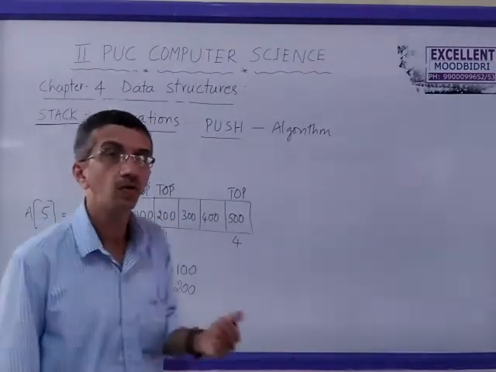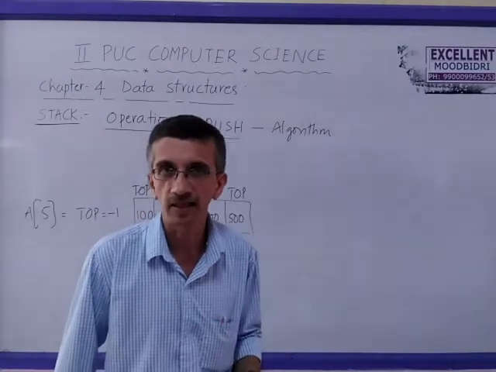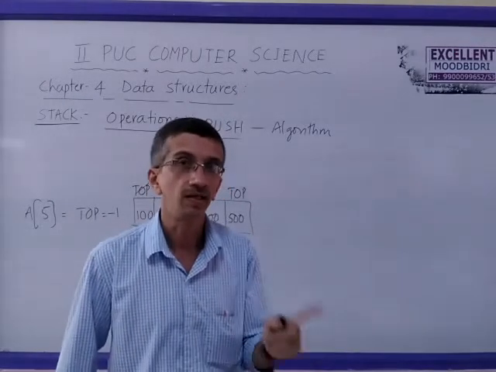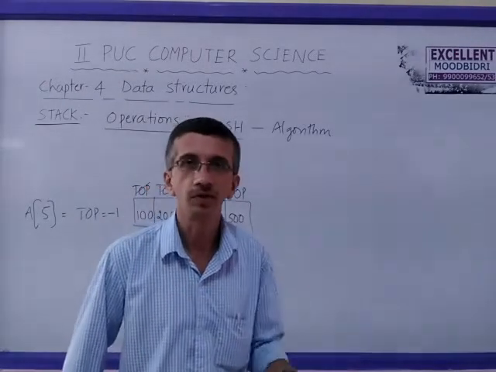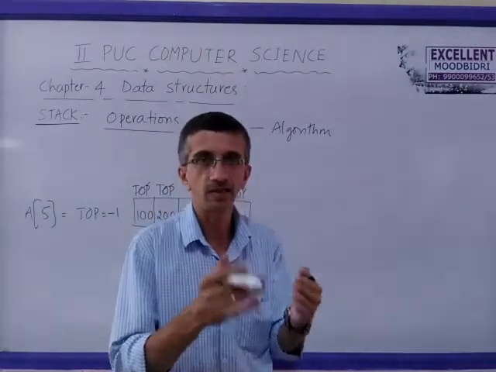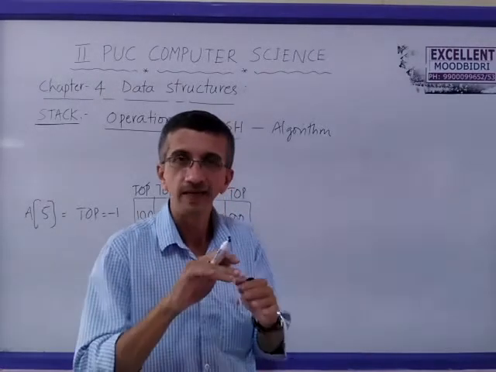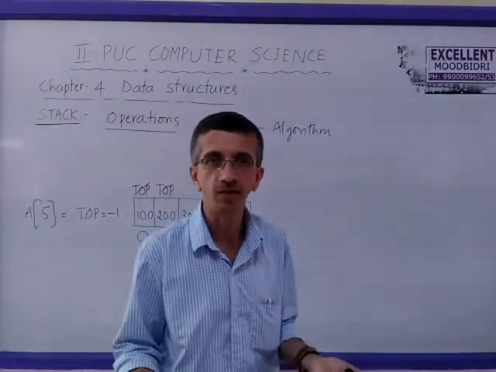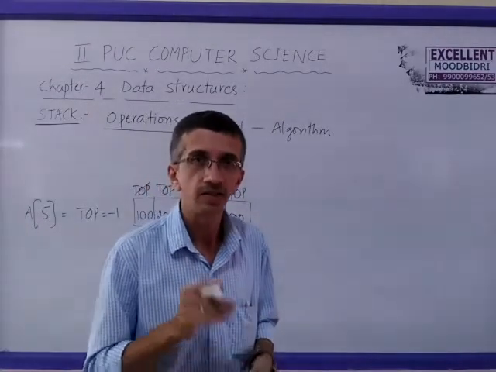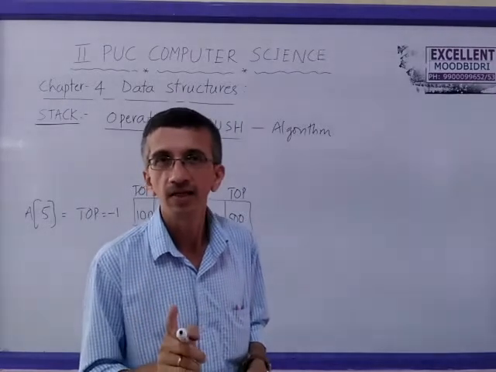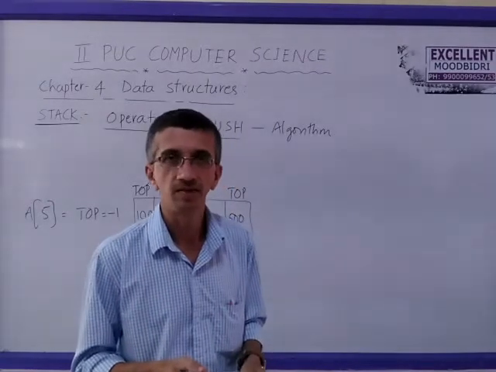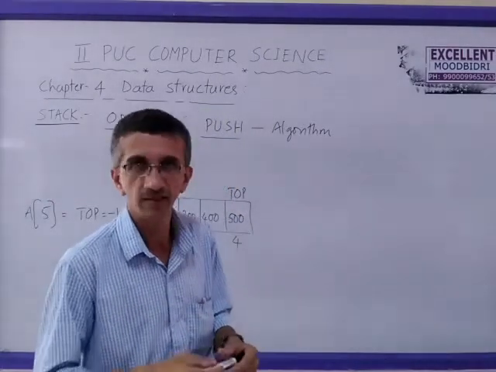Now, how to write the algorithm? First we check in the algorithm whether the stack is full. Why? Because in case the stack is full, it is not possible to insert an item into the stack. That is why we check first whether the stack is full, and if yes, we exit from the algorithm. There is no point in continuation because the stack is full. If it is false, that means either the stack is empty or partially filled. In both cases, we can insert items without any problem. So now let us write the simple algorithm.